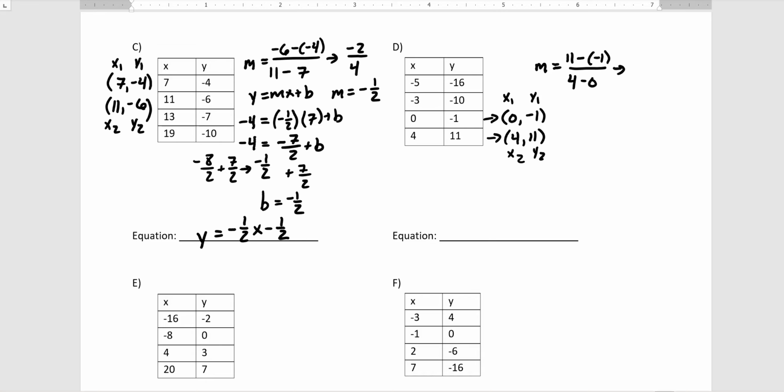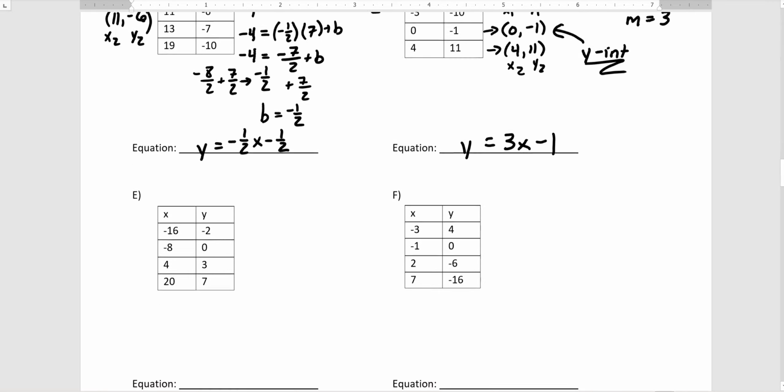11 minus negative 1 would become 11 plus 1, which is 12. 4 minus 0 is 4. 12 divided by 4, we'd say that our slope is 3. Now notice, one of the points they gave me again, 0, negative 1, that's our y-intercept. No algebra required. Woohoo! And we can say that y equals 3x minus 1. Excellent. Hopefully we're feeling confident. Let's do 2 more before we wrap up today.